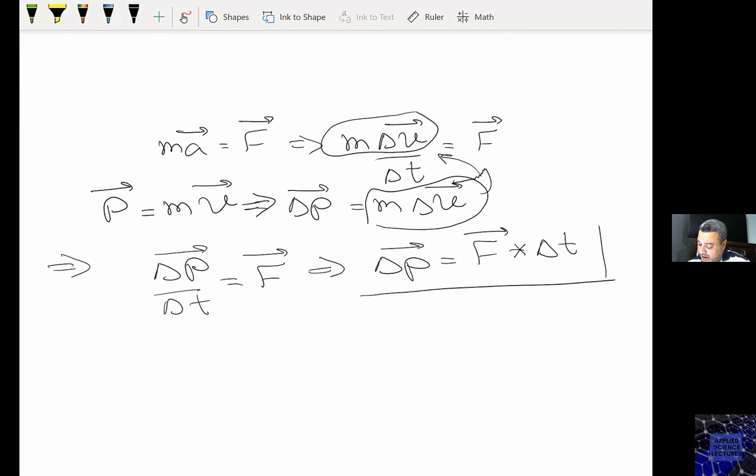So any applied force on an object that has a mass m, during delta T, will result in a change in the momentum for that object.